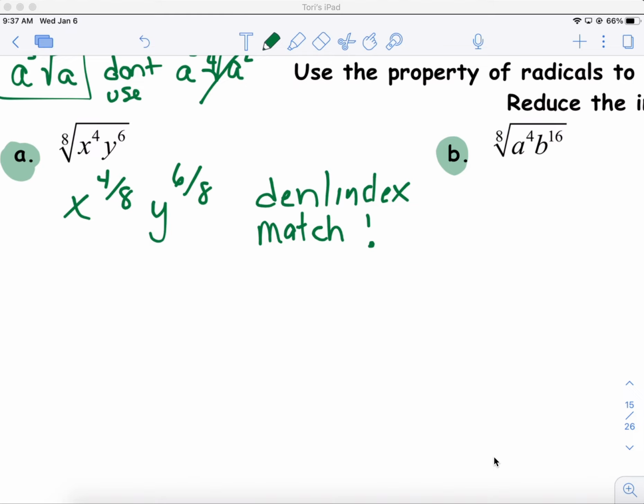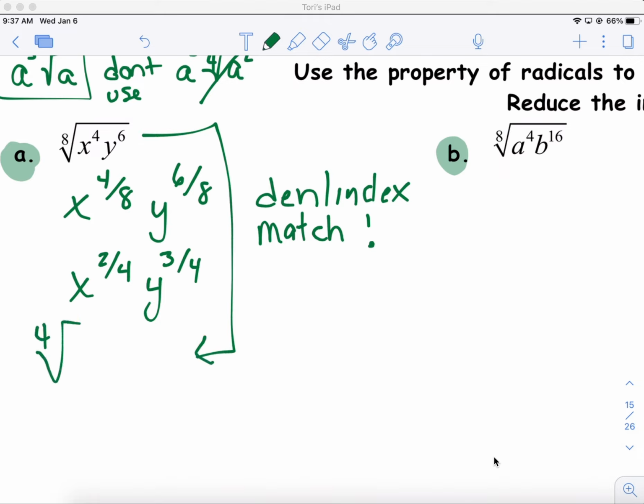So we're going to keep it over 4. So I'm going to say 2 over 4 and 3 over 4. And then I can pull that 4 back out. Remember, if I started with a radical, I need to end with a radical. So I'm going to say the 4th root of x squared y to the 3rd. That's my final answer.